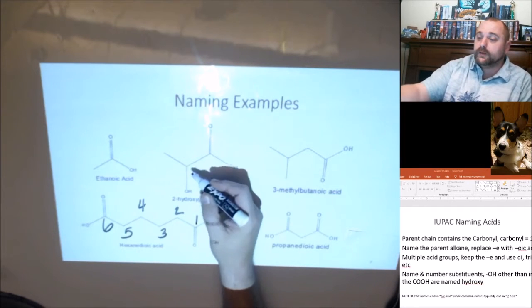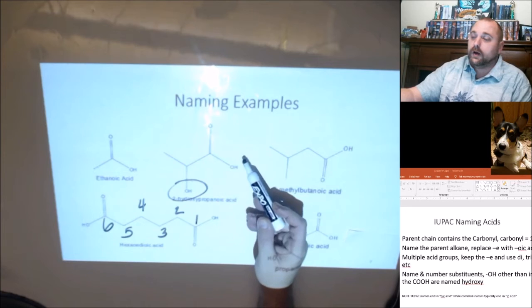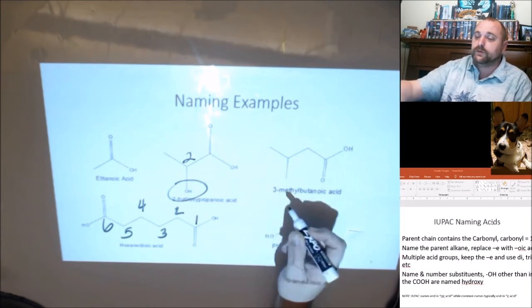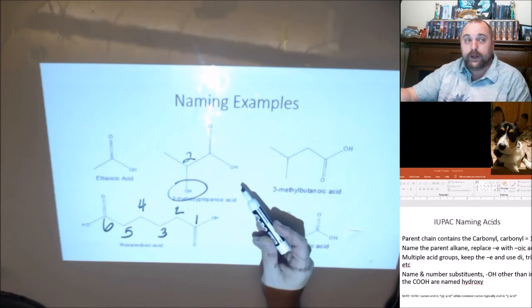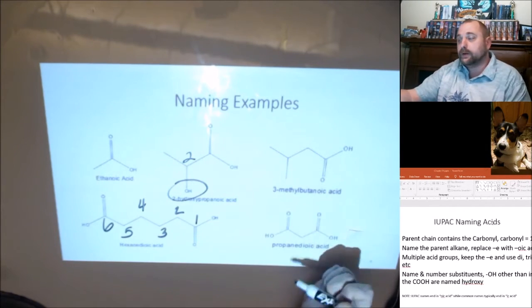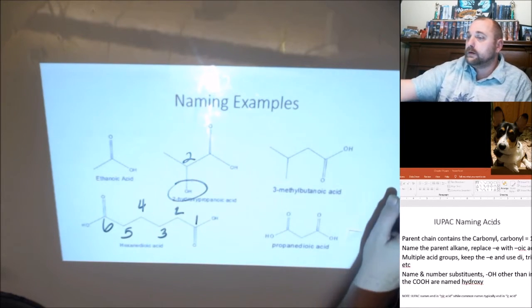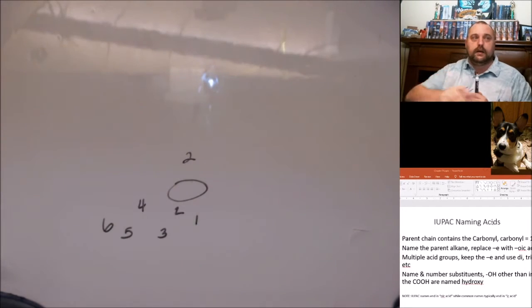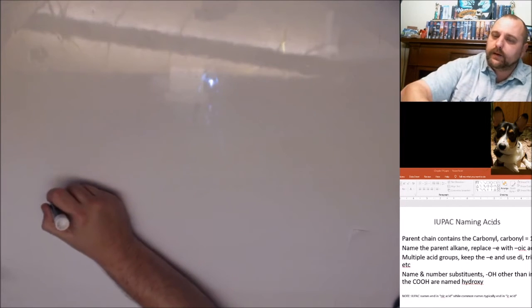Alright, so here's a hydroxy group. It's a side group. So 1, 2, 3. So this is at 2. This would be 2-hydroxypropanoic acid. So propane becomes propanoic acid. So this is not too bad. Let's get some more, hopefully with a little less glare here.